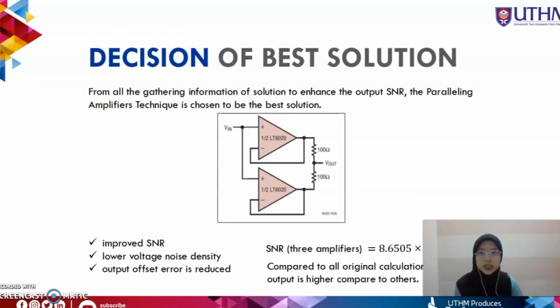The decision of the best solution that we choose is the paralleling amplifiers technique. This is because this technique can improve SNR, which is our main target, lower the voltage noise density, and reduce the output offset error. The SNR output that we get from the calculation is 8.6505 times 10 to the power of 24, which, when we compare it to all the original calculations in question 1, is the highest compared to the others.